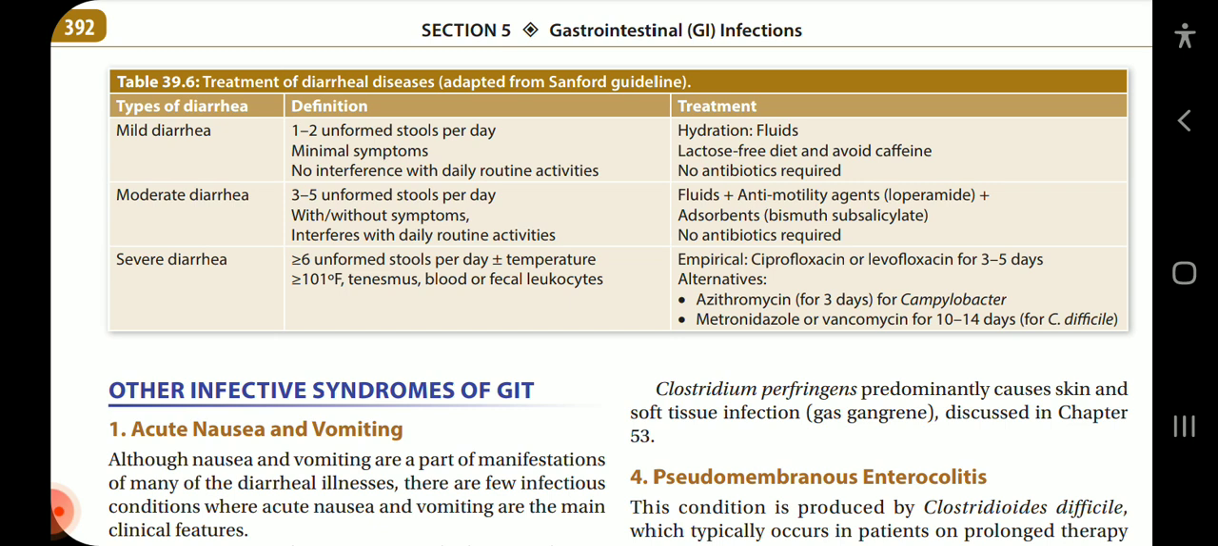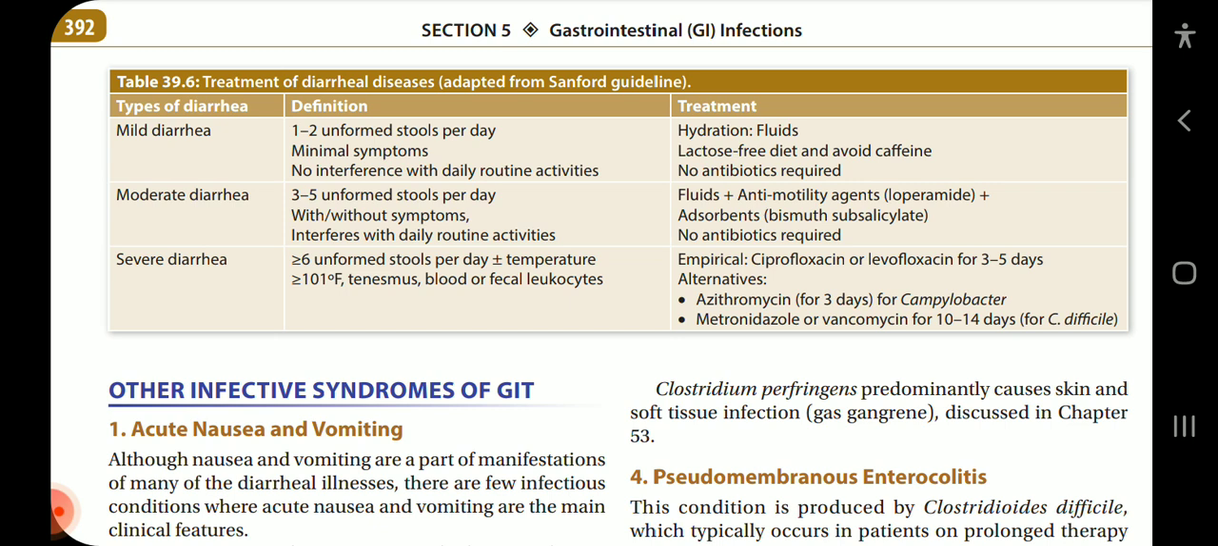Moderate diarrhea: 3 to 5 unformed stools per day with or without symptoms, interfere with daily routine activities. Treatment: fluids plus antimotility agents, loperamide, plus adsorbents, bismuth subsalicylate. No antibiotics required.